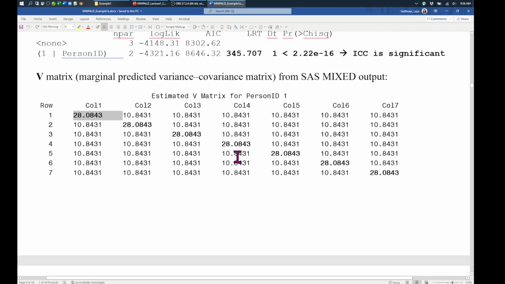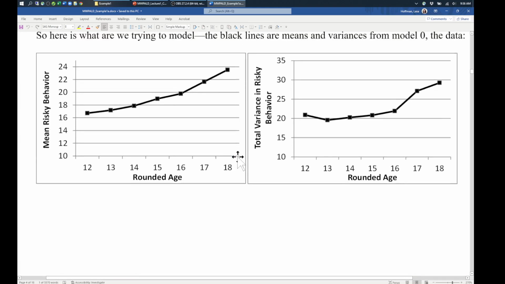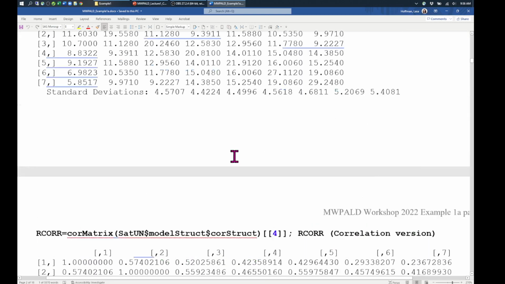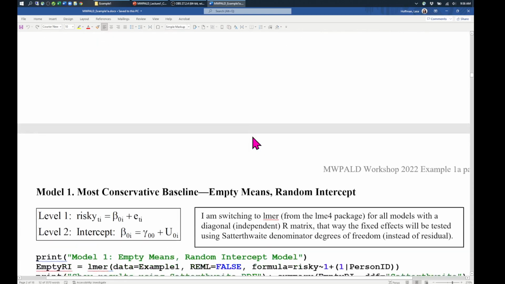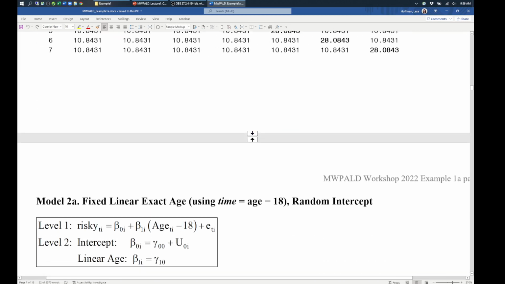So this is what the model says the data should look like. We already know that this isn't going to fit because I have the answer key approximately right here. This is what the data say. So we'll keep it moving.